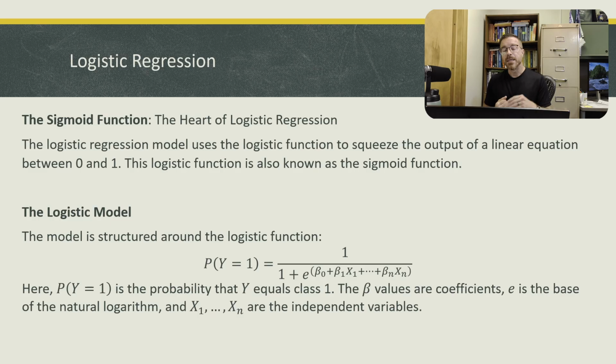That is to say, the probability that our output y is equal to 1 is equal to 1 over 1 plus the exponential, so e to the negative of beta 0 plus beta 1 x1 plus so on and so forth up to beta n xn, where the probability y equals 1 is the probability that y will equal whatever your class 1 is. The beta values are the coefficients associated with each of those variables you have. e is the base of our natural logarithm, and x1 through xn are our independent variables.